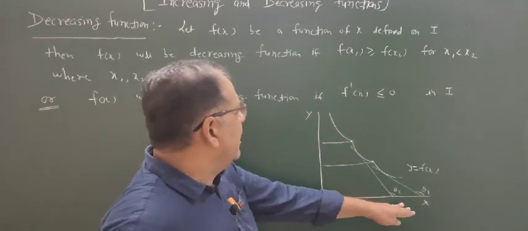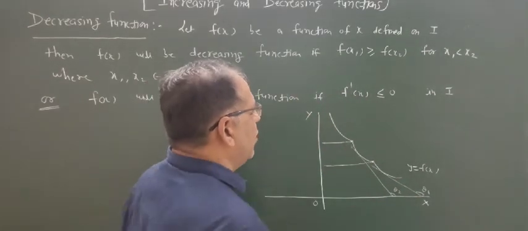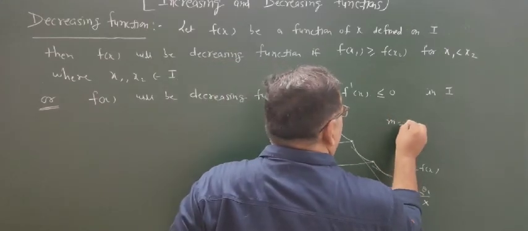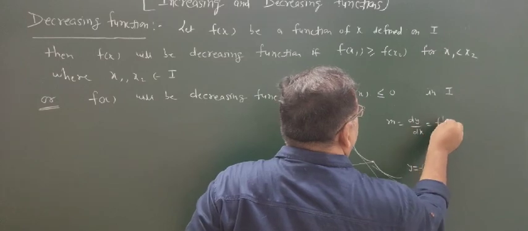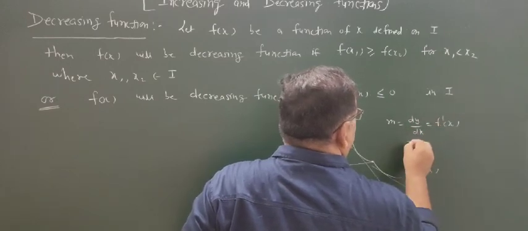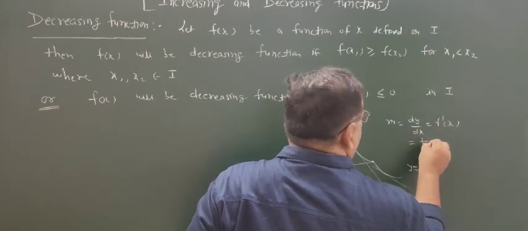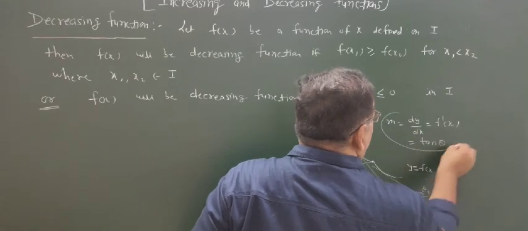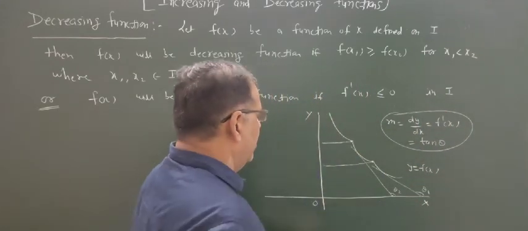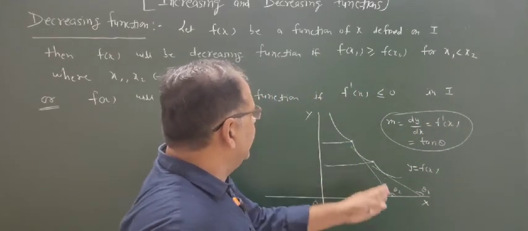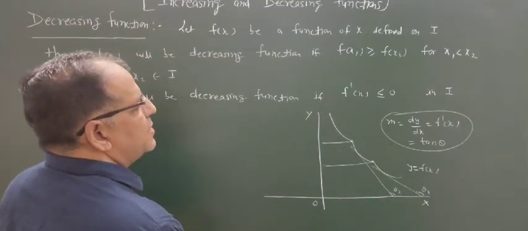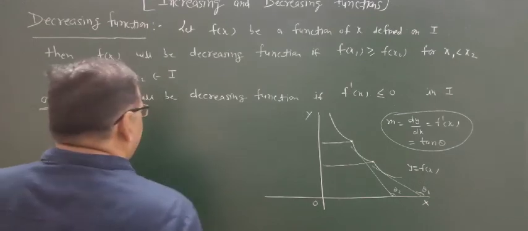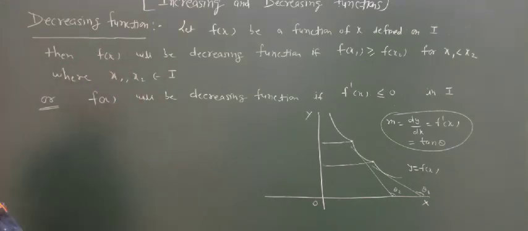For an obtuse angle, tan theta becomes negative, because dy/dx or f'(x) represents the slope of the tangent, that is tan theta. So if theta is obtuse, f'(x) becomes negative. So for a decreasing function, f'(x) is always less than or equal to 0. This is the concept of decreasing function.